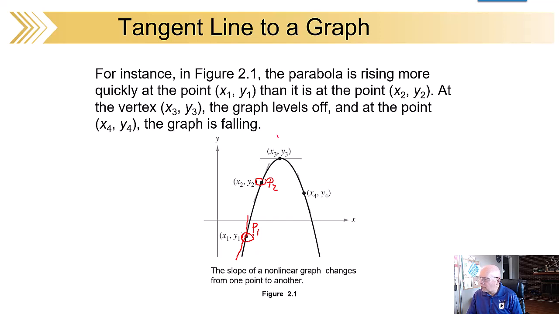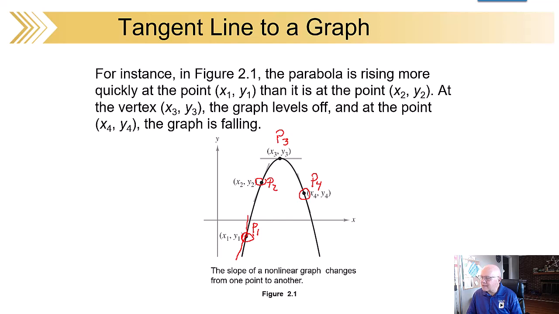Up here at point 3, it's actually got a slope of 0 for that tangent line. Following that down here at point 4, it's got a steep slope. In fact, it's very similar to the slope of the tangent line at point P2, but it's going down instead of up. Very important.